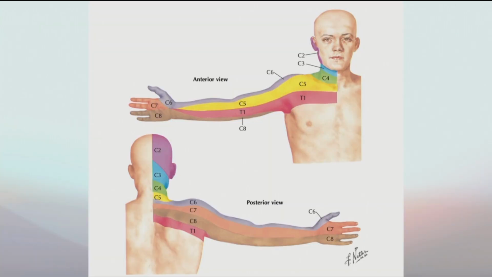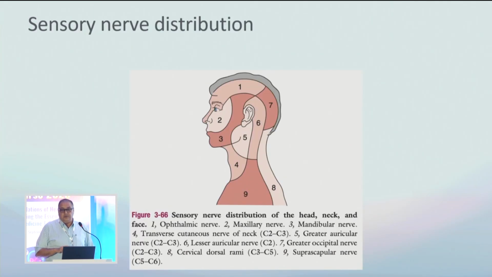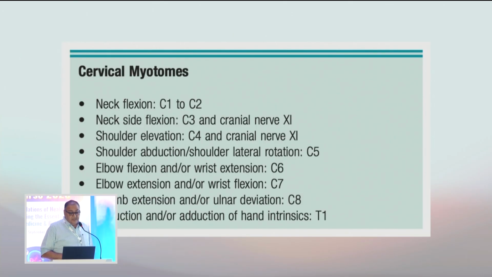Then we have the dermatomes. All of us know about it. This is the other important diagram that you should know. This is the sensory nerve distribution of head and neck. So this is the ophthalmic nerve, the maxillary nerve, the mandibular nerve, then the transverse cutaneous nerve of the neck, the dorsal rami, and then the suprascapular. So this is also important, keep in mind. Then the cervical myotomes. Everybody, I think, just revised it.